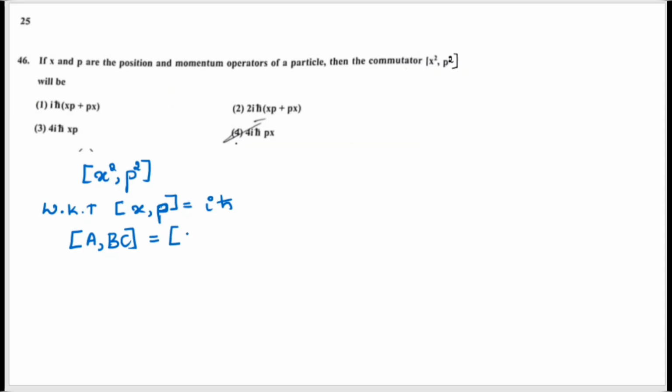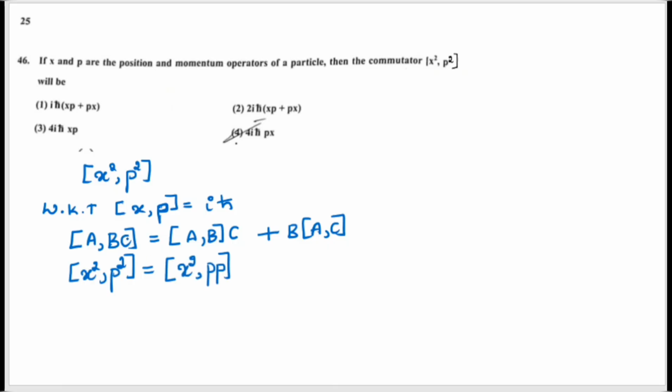That is a comma b into c plus b into a comma c. So we can write like this. I have already given these identities in the Poisson brackets; you can go and check the classical mechanics playlist. Now according to this identity, I am going to expand this commutation of x square and p square. This p square, I can write as p into p, right?